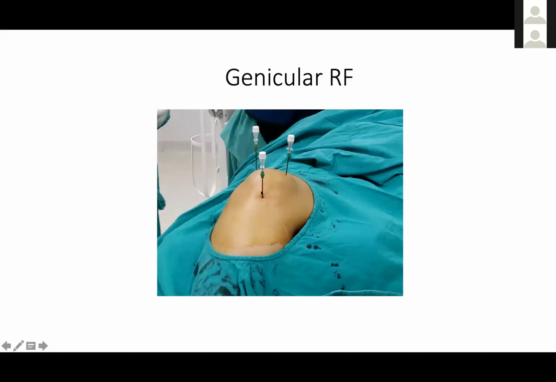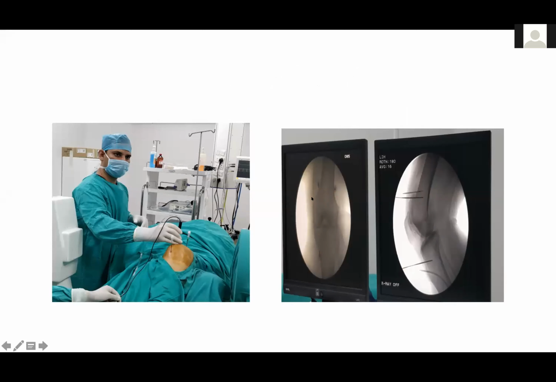This is something I have done in my OT. Genicular cooled RF: these are the cooled RF needles placed at three sites, the superomedial and superolateral genicular nerves at the femoral condyle, and the inferomedial genicular nerve at the tibia. At three points you do genicular RF. As you can see in the C-arm view, in the lateral view the needle position should be at the junction of the anterior one-third and middle one-third of the shaft of the femur.